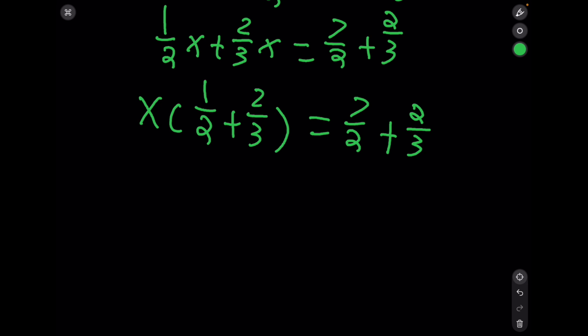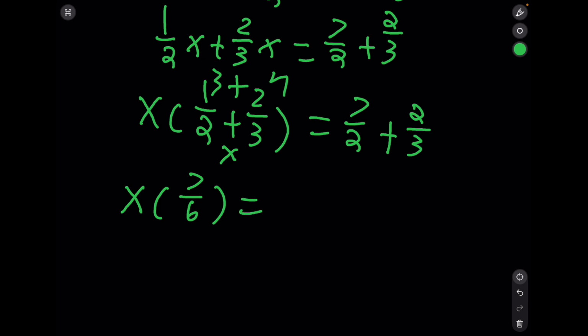And from here, 2 times 2 is 4. We're doing butterfly again. 3 times 1 is 3. You add them. Then you multiply 2 times 3, which is just 6. And so from here, on the left side, you're left with 3 plus 4, which is 7, 7 over 6, which is equal to 7 over 2 plus 2 over 3.